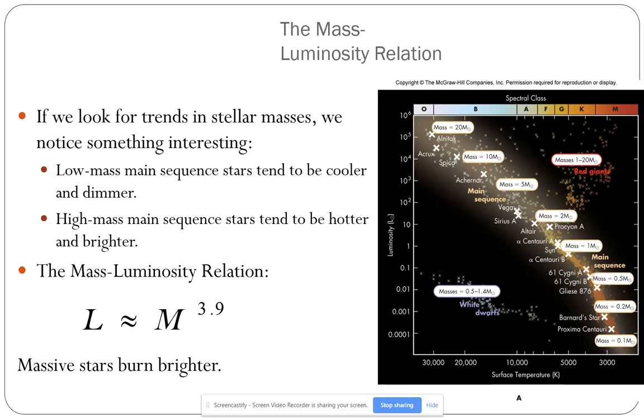2 times 2 times 2 times 2 is 16. So it'd give off 16 times more light if it had twice the mass. Why? Well, one reason is it's going to be bigger, so it's going to have more surface area. But that doesn't count for everything. What else is it going to have to give off 16 times more light?